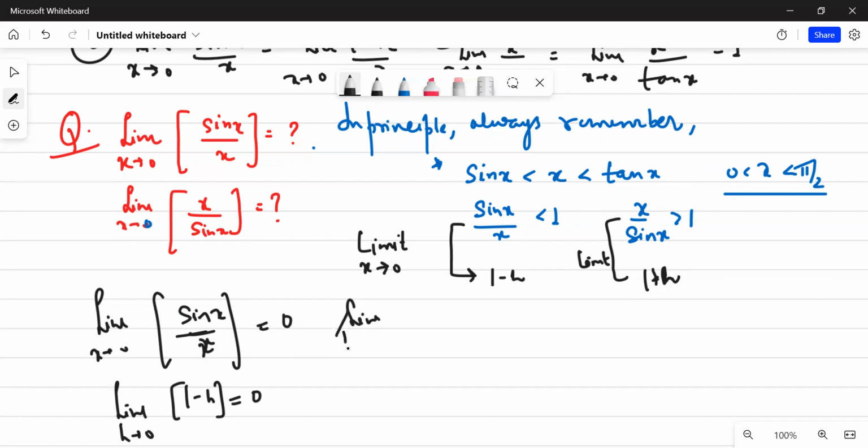Yes, sir. And similarly, limit h tends to 0, if I ask you what would be greatest integer of x by sin x, answer would be 1. Is that clear? Yeah. Okay. Yes, sir. Okay. That is good.